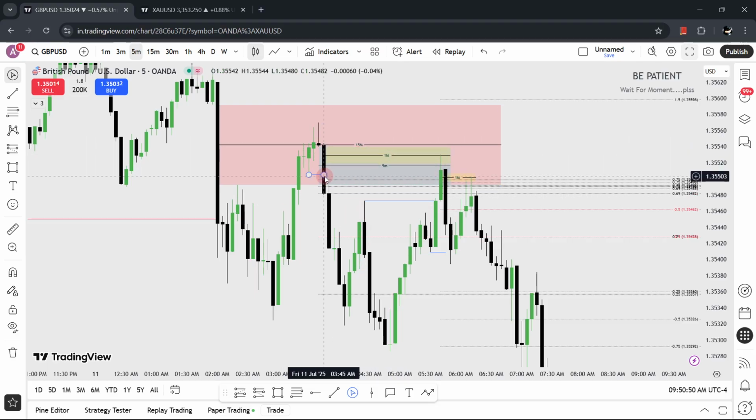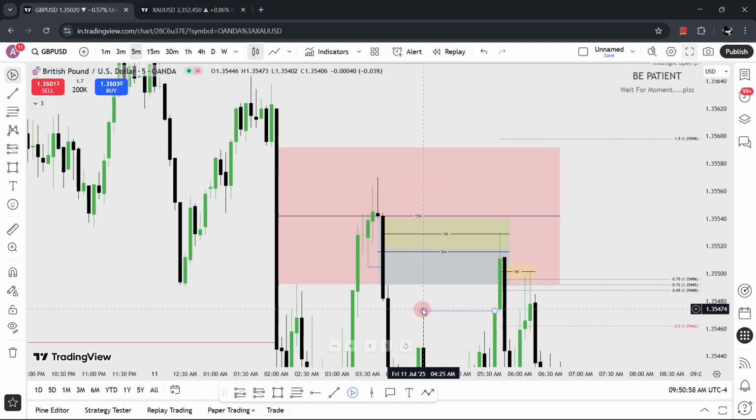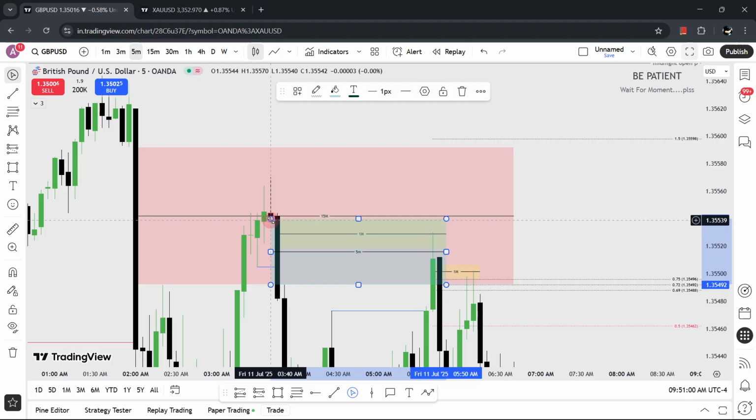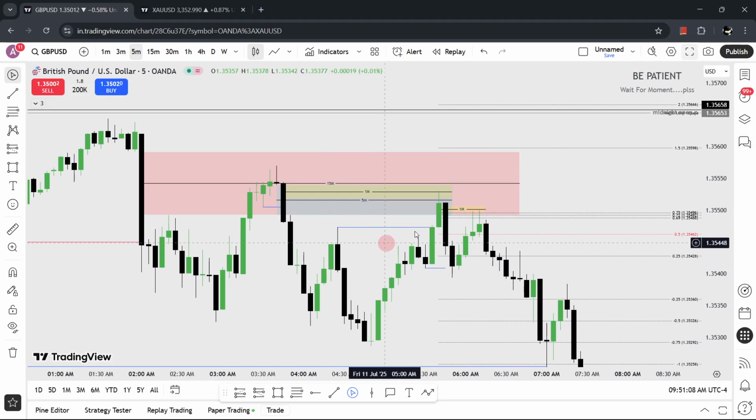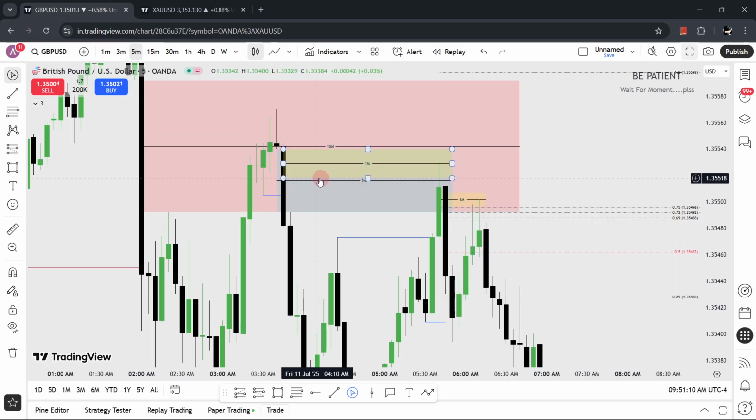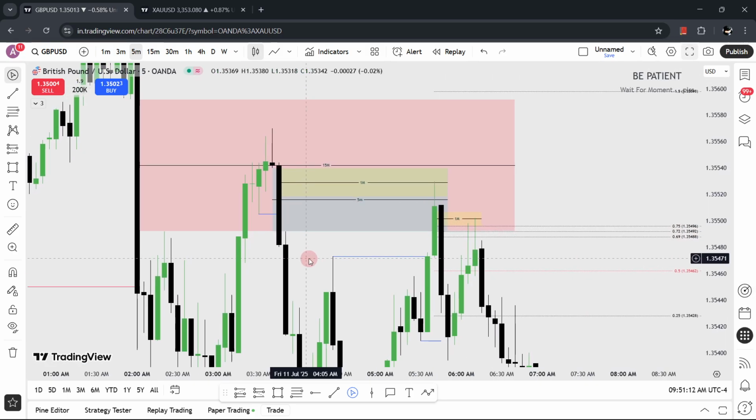So we have this. I will just remove this thing for a second. So we have this 5 minute fair value gap starting from here to here. We have this 5 minute fair value gap, which is above the 50% level of this displacement. Okay, and you had a good high up here.